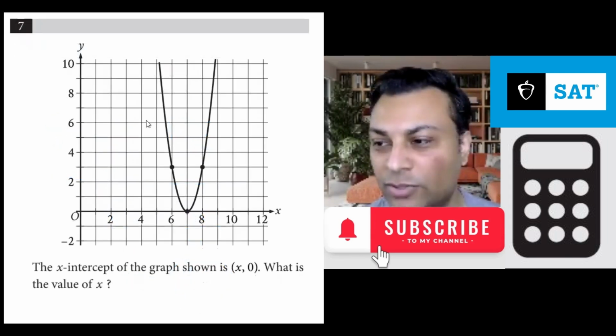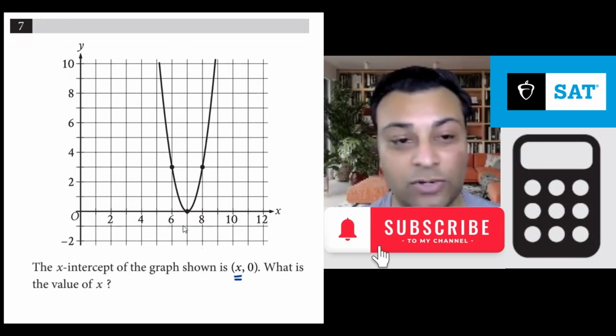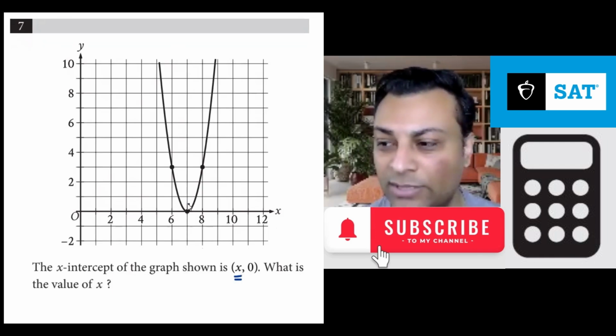Question 7 shows a graph, and it says the x-intercept of the graph shown is x comma 0. What is the value of this number, x? Well, you can see the x-intercept is the place it crosses the x-axis. And right here, it's between 6 and 8, it's 7. So the answer, this was 7 comma 0. So the answer is 7.